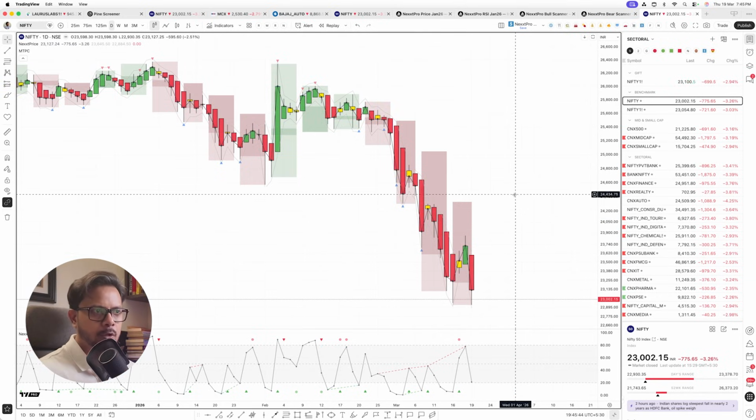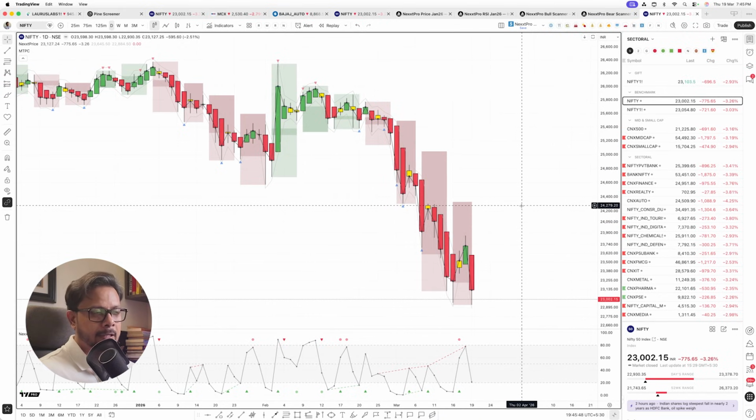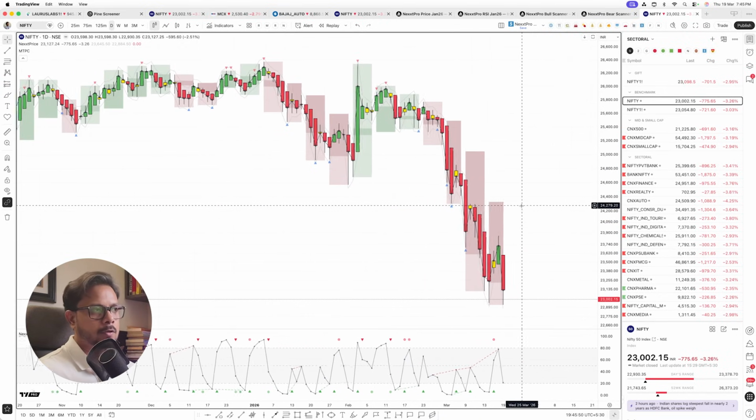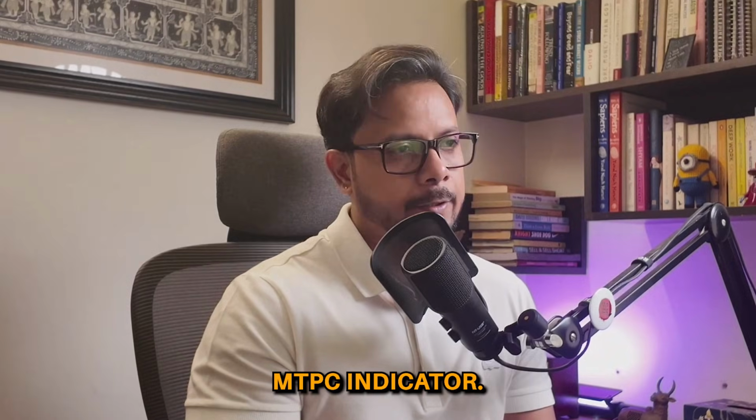This is a very small but very useful technique. At the beginning, when you're trying to adjust your eyes and visually see the charts with 2 time frames together, I think this is definitely useful, right? So this was my longish take on this MTPC indicator.